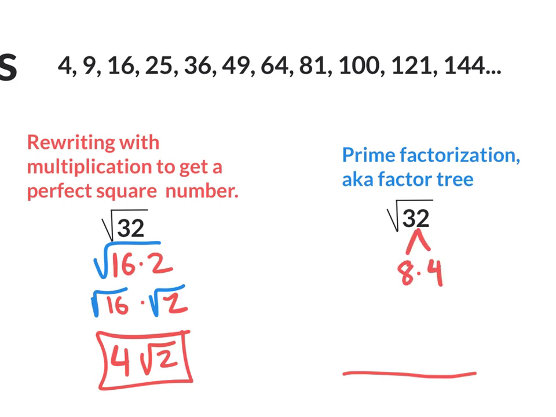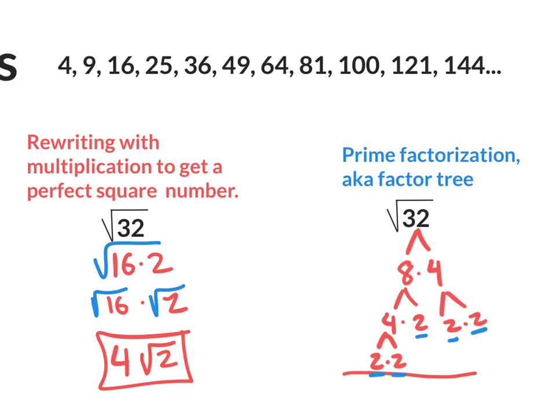Now break down each of the other ones. What does 8 become? 4 times 2. Okay, so the 4 breaks down to 2 times 2, and this 4 breaks down to 2 times 2. Whew. So what we really have is 1, 2, 3, 4, 5 2s.